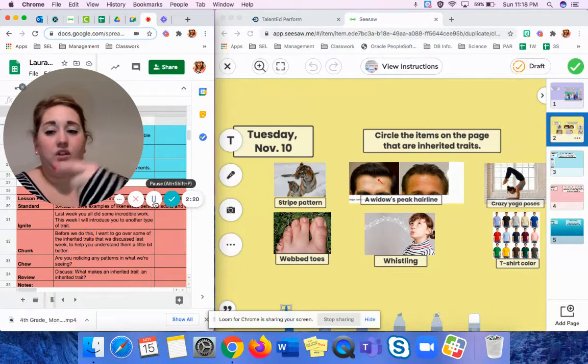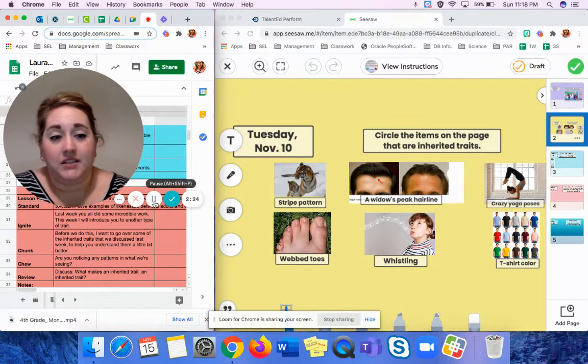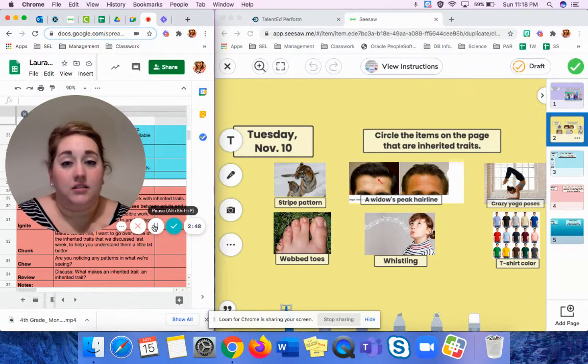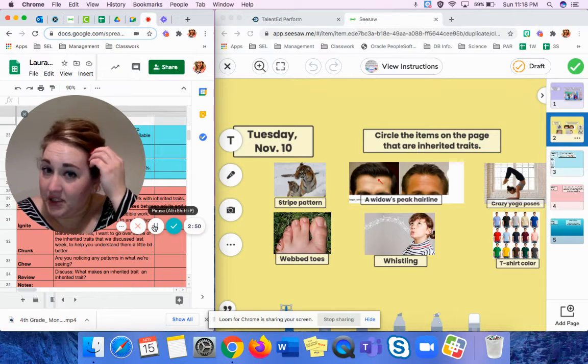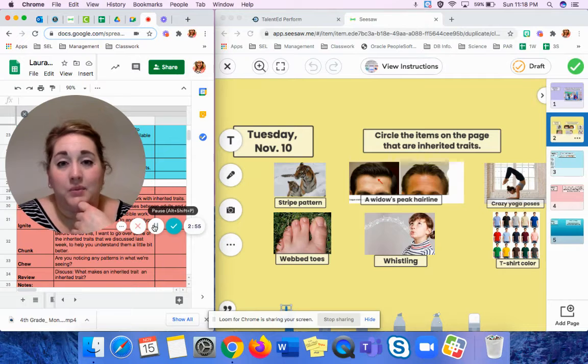Okay? Now here, in this photo, again we see many things that are related to physical appearance or ability. Some of these are inherited traits, some of these are not. Starting in the upper left corner, stripe pattern is inherited. That comes down to coloring, and it would be just like hair coloring for us, and that comes down to genetics and is something one can get from a parent.